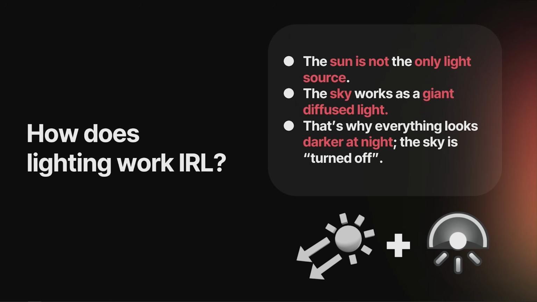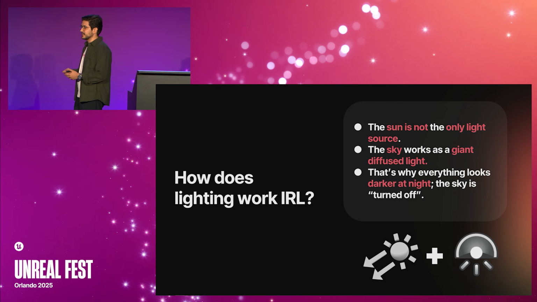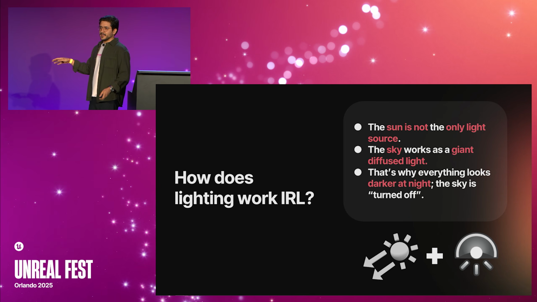Actually, the sky itself works as a giant diffuse light. That's one of the reasons why everything looks darker at night, because one, there is no sun, and two, the sky is black, it's dark, so it's not emitting light to the world, so it's not lighting things up. Another reason is that whenever you're in a sunset view, there are these pink and orangey colors in the sky, and you can see that lighting being reflected on the streets or in the buildings. So the sky works as a light source in the real world.